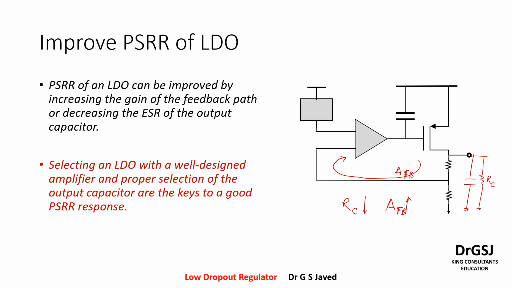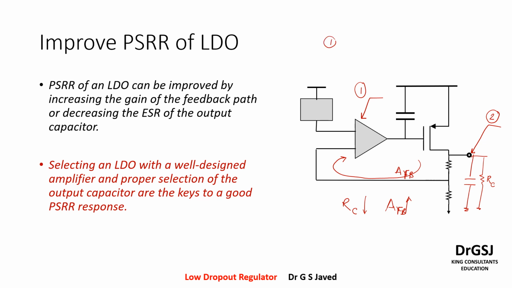So how do you choose? The important point that you will have to look into is that a well-defined amplifier and a proper selection of the output capacitor are crucial to get a good PSRR response. So what are the important things that you need to take care of when you have a good error amplifier, or an amplifier here?